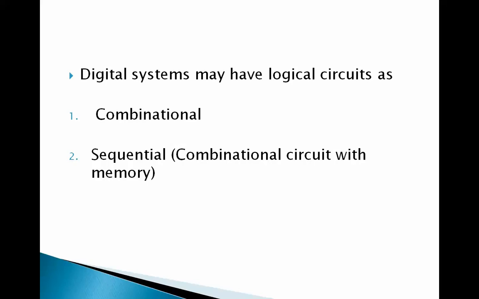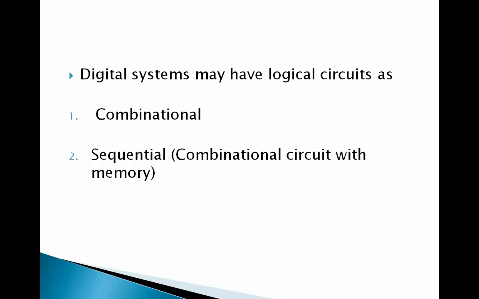A combinational logic circuit consists of logic gates whose output is determined directly from the present input without regard to previous output. And sequential circuits are those which possess memory. That means they are basically the combinational circuits with memory. But in combinational, we don't have the memory in it.